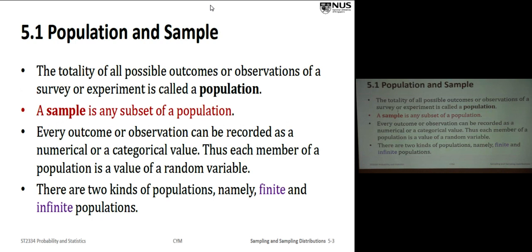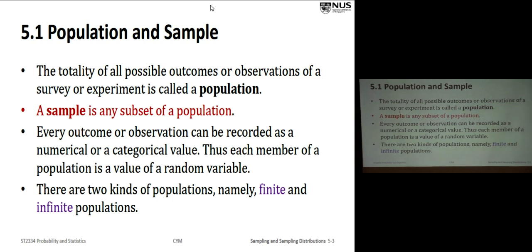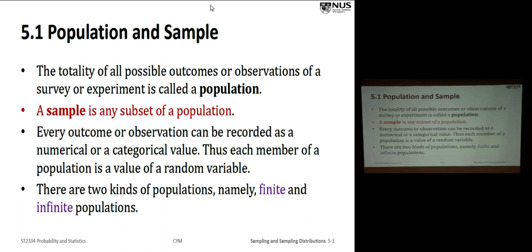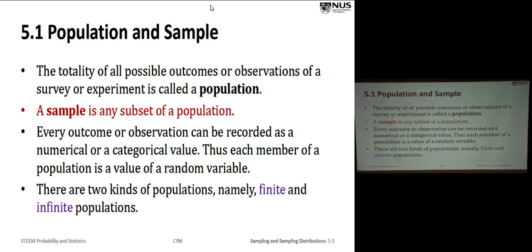This introductory slide is exactly what I'm talking about. The idea is that the totality of all possible outcomes or observations of a survey or experiment is called a population. Generally this underlying population is too large to work with in practice. As I said, if you're interested in characterizing the average height of everybody here in Singapore, these days you have census information, but it's pretty huge if you wanted to do that for yourself. Let's say you just wanted to do an experiment. What you could do is take a subset of the population and study that, because it's more feasible.